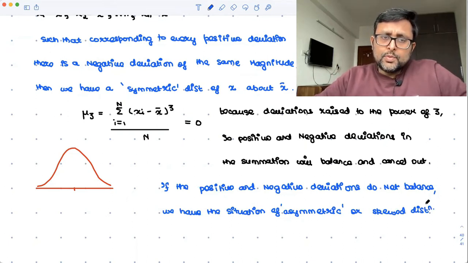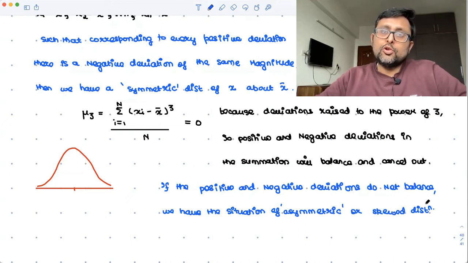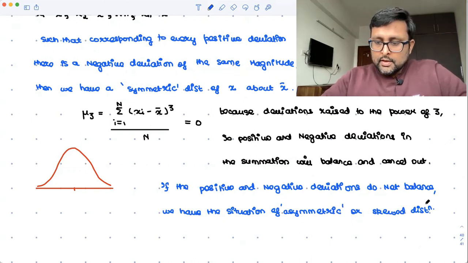So we are looking at it this way, that this mu3 is the measure of the skewness, right? But it is generally not accepted as a measure of skewness because the problem with mu3 is that it is not free of the units of measurement. Whatever is the unit of measurement of x, that is going to be the unit of measurement of mu3, because that is going to be x cubed. For example, if it is centimeters, the unit of measurement for mu3 is going to be centimeter cube.